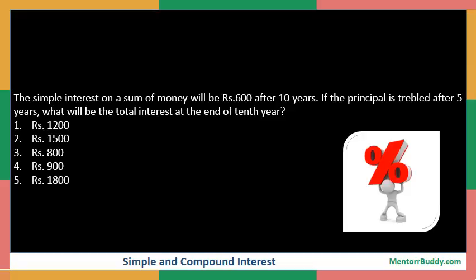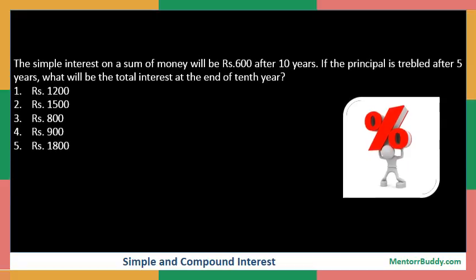We have a question based on simple interest. It says the simple interest on a sum of money will be rupees 600 after 10 years. If the principal is trebled after 5 years, what will be the total interest at the end of 10th year? So let us see how we can approach this question.